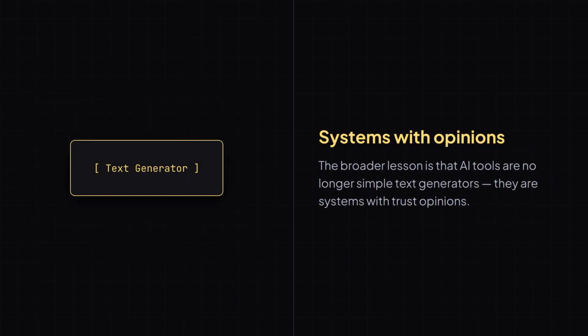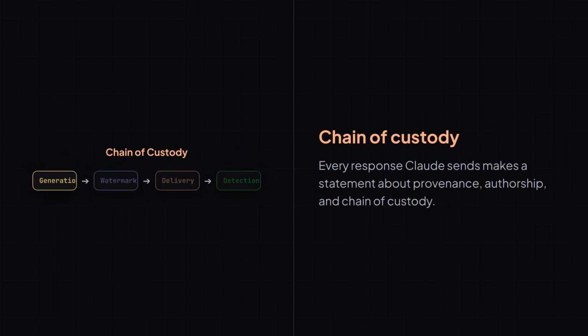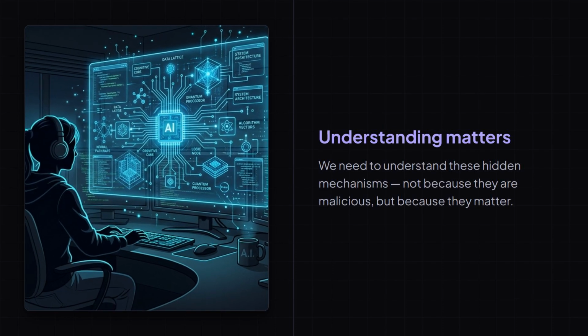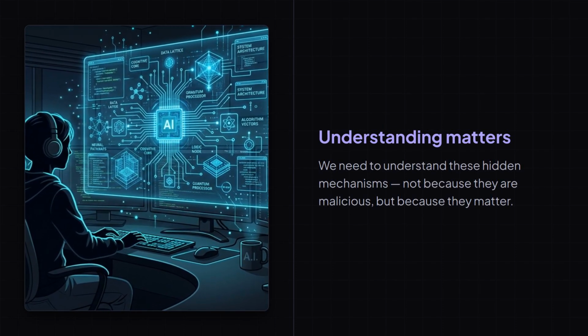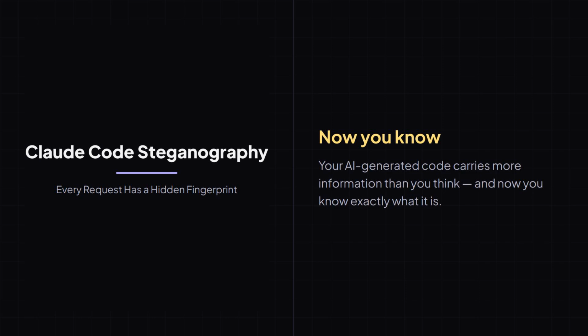The broader lesson is that AI tools are no longer simple text generators. They are systems with trust opinions. Every response Claude sends makes a statement about provenance, authorship, and chain of custody. We need to understand these hidden mechanisms, not because they are malicious, but because they matter. Your AI-generated code carries more information than you think, and now you know exactly what it is.